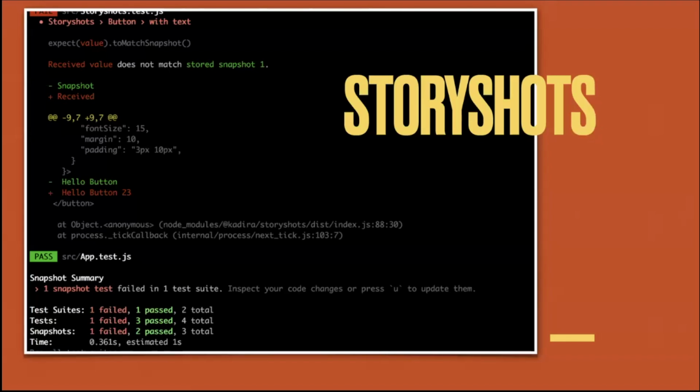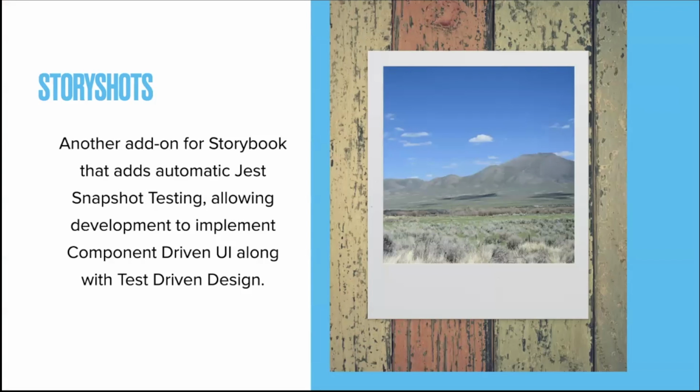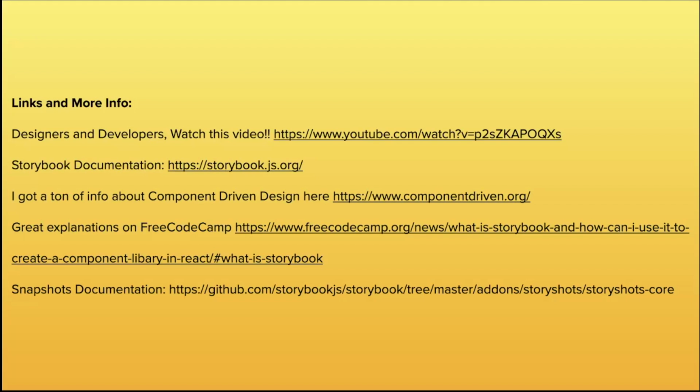Another add-on is called Storyshots. It adds automatic Jest testing. So we'll be able to implement on the development side this component-driven UI and the test-driven designs where we're testing items as we build them at the same time. And that is my very lightning talk on React Storybook.